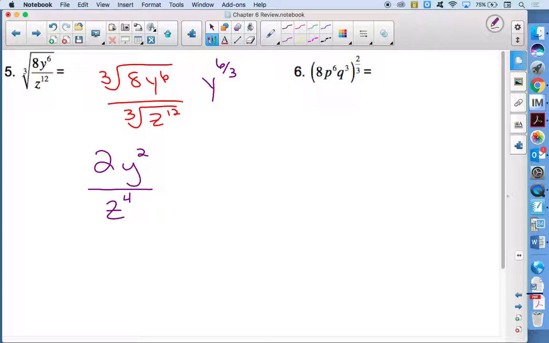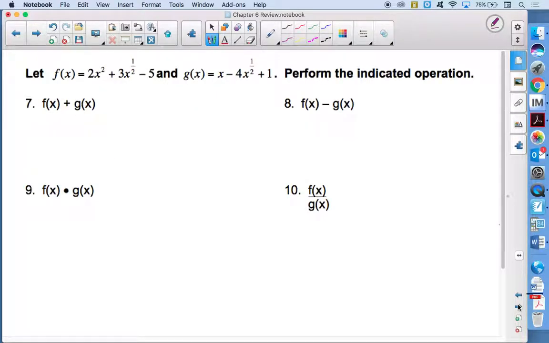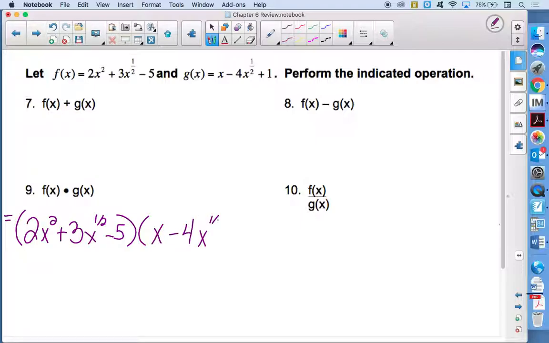All right, so looking down at number 9. Number 9 says take f of x times g of x. But in the problem, f of x has 3 separate terms, g of x has 3 separate terms. So we're multiplying 2x squared, 3x to the 1/2, minus 5. And then we're also multiplying x minus 4x to the 1/2 plus 1. All of that gets multiplied together.